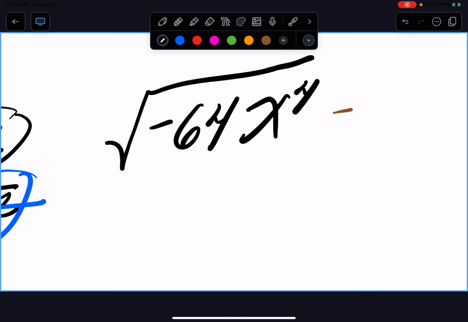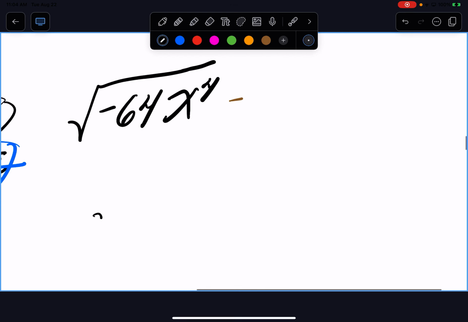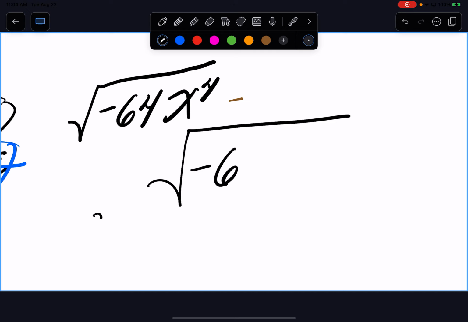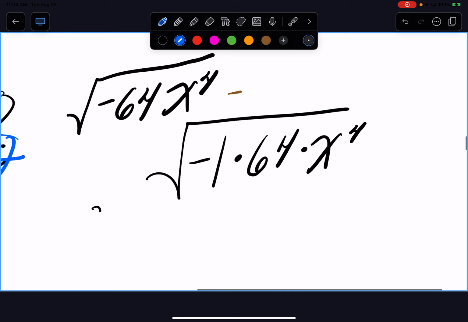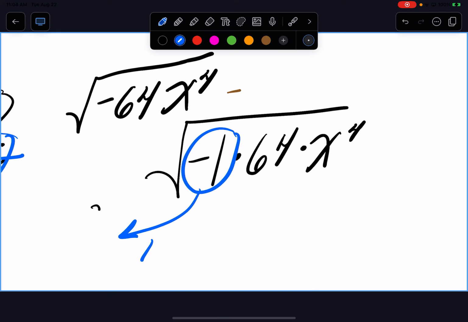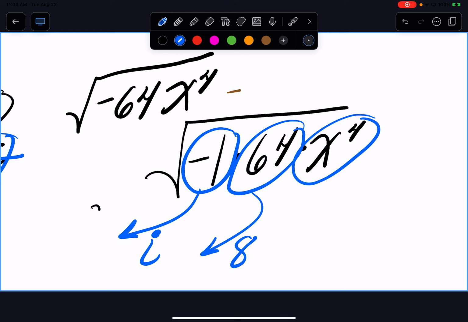All right, so everybody rewrite it again on the side so you can get really good at this. We have the square root of negative 1 times 64 times x to the 4th. Okay, so now what we're doing is we're actually just square rooting in sections. Let's just go for it and see if there are any perfect roots in our answer. So we can just do it right here, right now. What's the square root of negative 1? i. What's the square root of 64? What's the square root of x to the 4th? x squared.